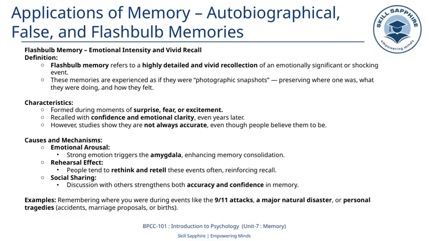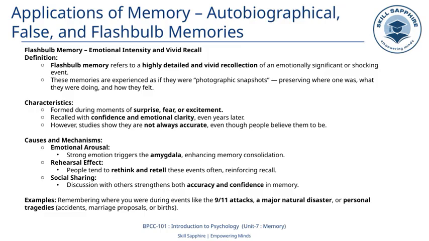What's really interesting is that we often recall these memories with a lot of confidence and emotional clarity, even years later. However, research shows that despite this confidence, these memories are not always entirely accurate. Our emotional intensity can sometimes distort the details. So, what's behind the formation of flashbulb memories? One key factor is emotional arousal. When we experience strong emotions, our amygdala gets activated, which helps enhance the consolidation of those memories.